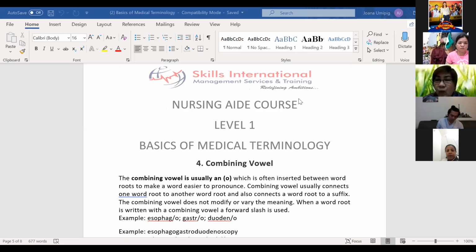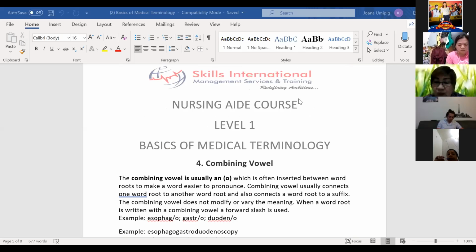So we have learned about the vowels in our English alphabet, right? A, E, I, O, U. Here, most of the time we are using only the combining vowel O. So the combining vowel is usually an O, which is often inserted between word roots to make a word easier to pronounce.